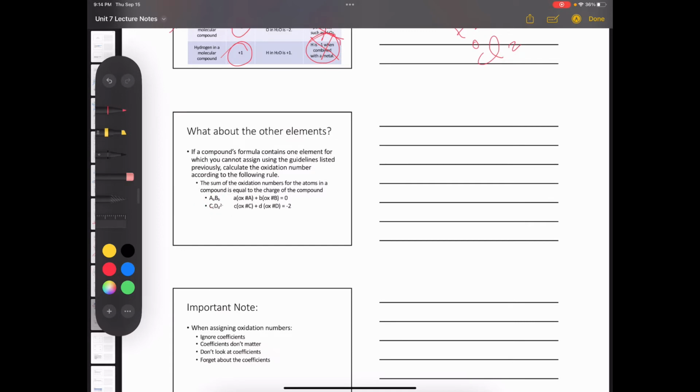Because when we look at the next example here, the CD, it has a negative 2 charge. So when trying to calculate the total oxidation number of all the atoms involved in this molecule, it will have to equal negative 2, because the charge over this molecule is a negative 2. And that's how you calculate the oxidation number for something unknown inside a molecular formula. Okay.